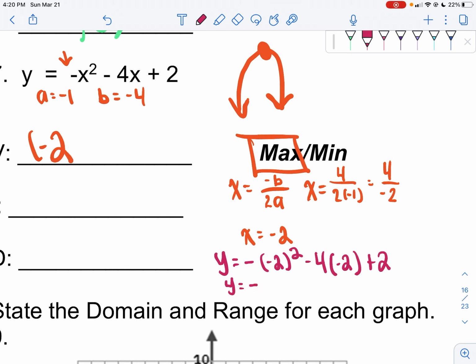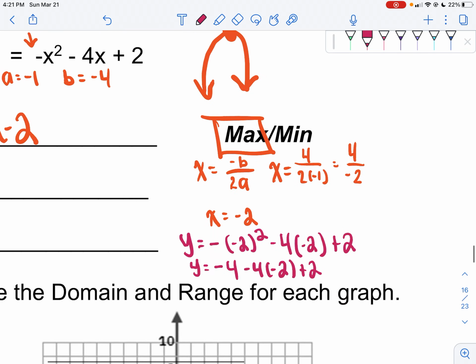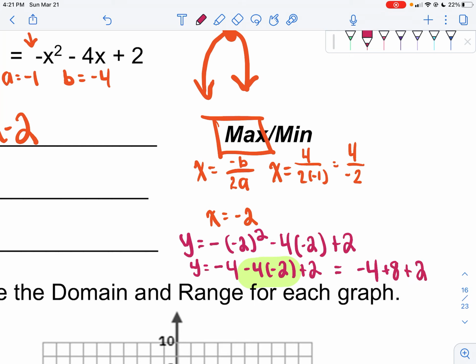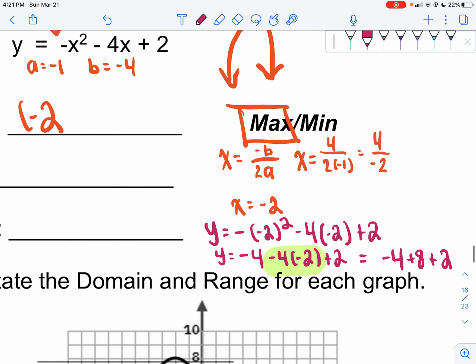Order of operations, exponents comes first. So we still have that negative out front, and then we would have -2, that quantity squared. So -2 times -2 gives us 4. And then we still have -4 times -2 plus 2. Okay, next in order of operations is multiplication. So we have -4, and then -4 times -2 in the middle here. So we're going to multiply those, and we get +8 plus 2. So now we just take -4 plus 8 plus 2, and we get 6.